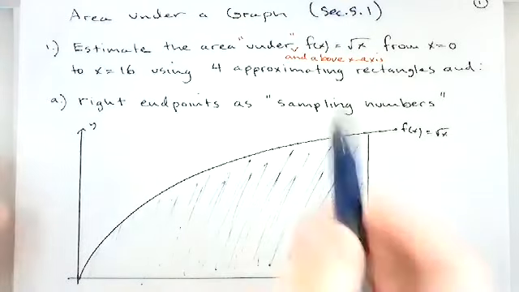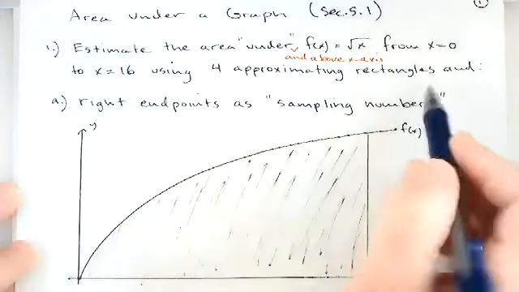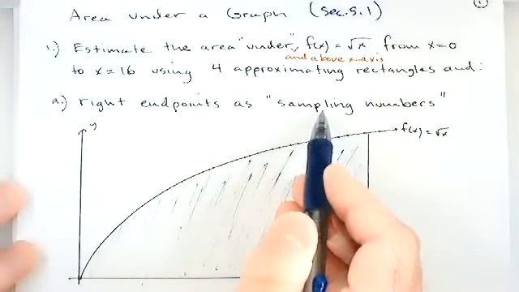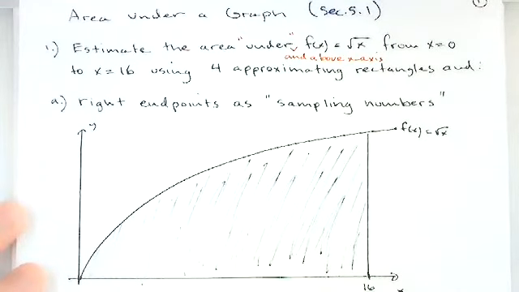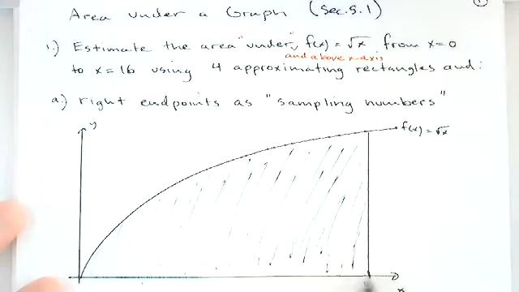And this is the terminology you're going to see. The way we're going to estimate this is we're going to use 4 what we call approximating rectangles and right endpoints as what we call sampling numbers. So let me explain how this works. We're interested in the portion of the graph between 0 and 16. Because there are 4 approximating rectangles, we're going to divide up from 0 to 16 into 4 equal sections.